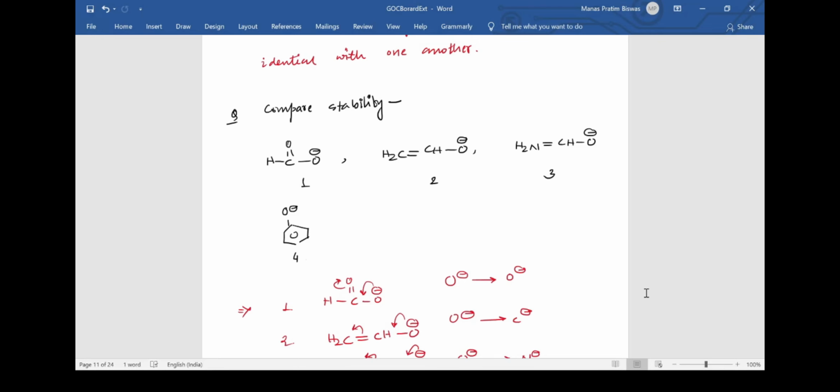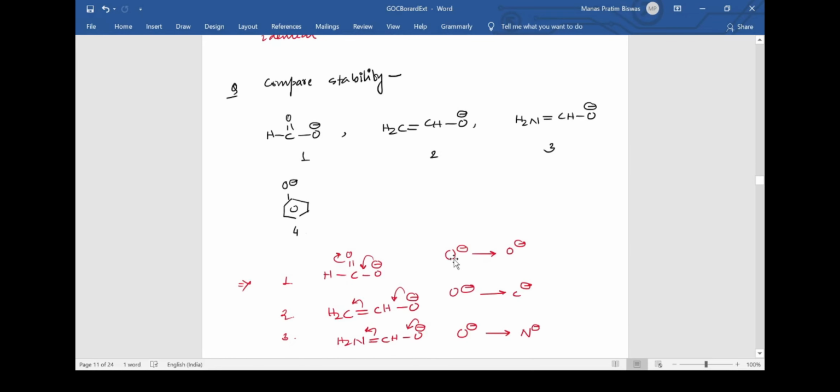So in the first example, we see that there is a possibility of resonance, that is, there is a lone pair, there is a single bond, there is a double bond. So the possibility here is that O minus can drop this lone pair, and then this pi bond will shift over to this oxygen. So in the first example, we have a resonance from O minus to O minus. In the second example, we have the same structure, that is, here is minus, then single bond, then double bond.